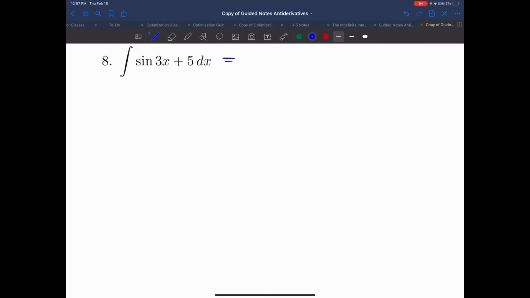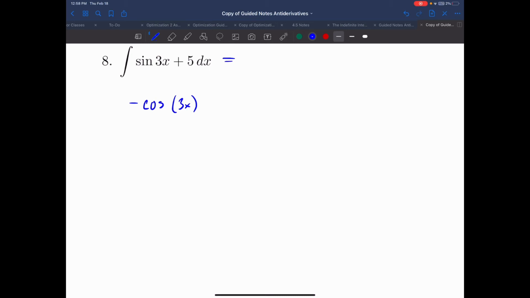Okay, so the integral of sine 3x plus 5 dx. So we'll work with sine first. So what would you take the derivative of to get sine? Well, we would take the derivative of cosine to get negative sine. So we would have to take the derivative of negative cosine to get sine. And at first, when you do this, it feels like kind of a guess and check. There's a real method to solving these problems that we'll talk about later on. But right now, it is just kind of clunky how we're going to think about it.